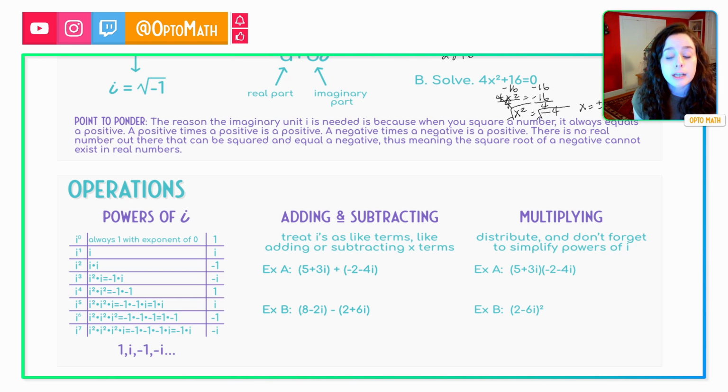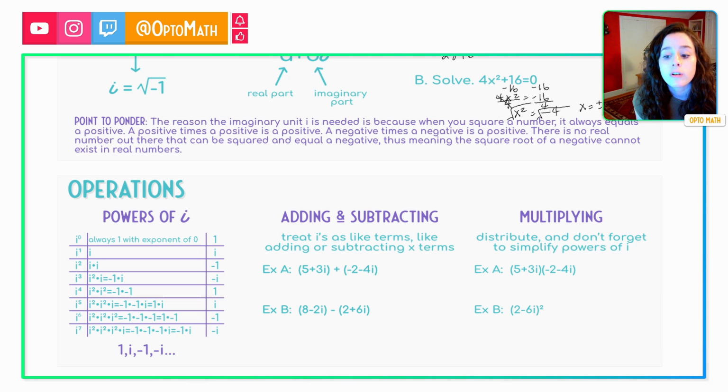Let's take a look at adding or subtracting. So we have this imaginary unit i, which makes complex numbers. And when we add and subtract, it's really just treating it as an x, is the way you can think about it. It's like you're combining like terms. So let's take a look at example A. 5 plus 3i plus -2 minus 4i. Now, we didn't super need these parentheses, but these parentheses do help us see the two different complex numbers.